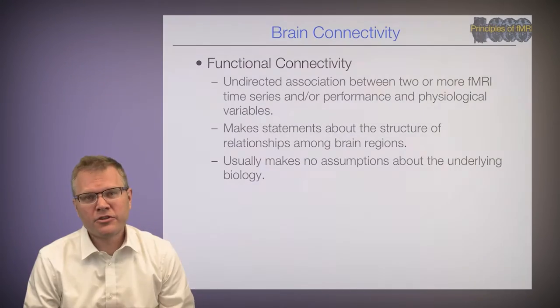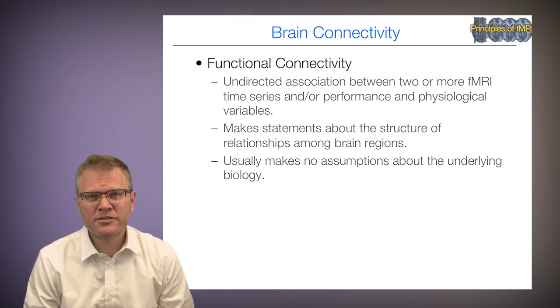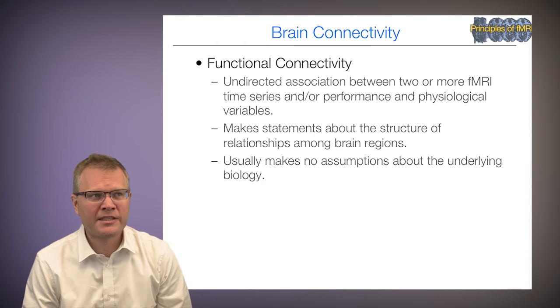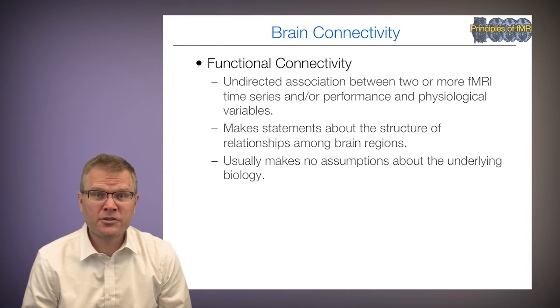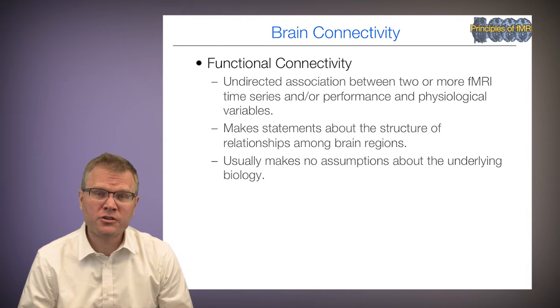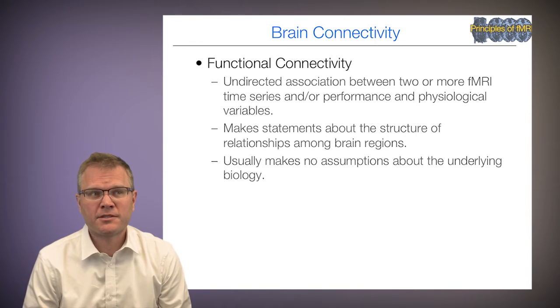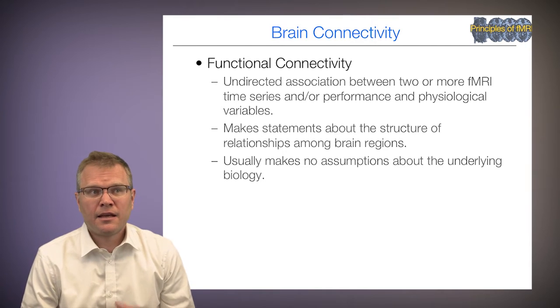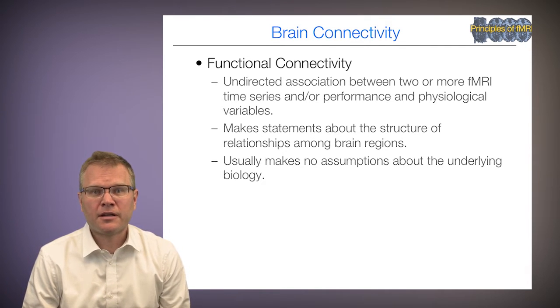Hi, in this module we're going to be talking about functional connectivity. So to recap, functional connectivity is defined as the undirected association between two or more fMRI time series and/or performance and physiological variables. So functional connectivity makes statements about the structure of relationship among different brain regions. And they usually don't make any assumptions about the underlying biology.